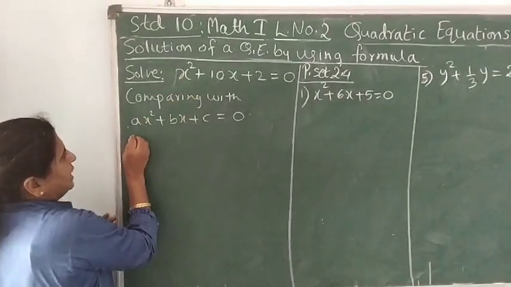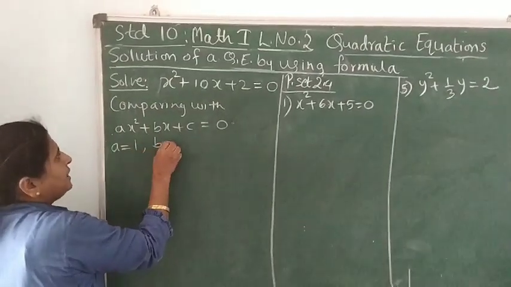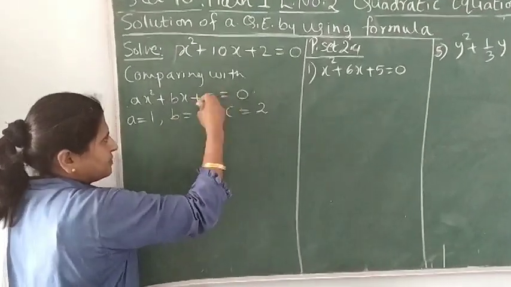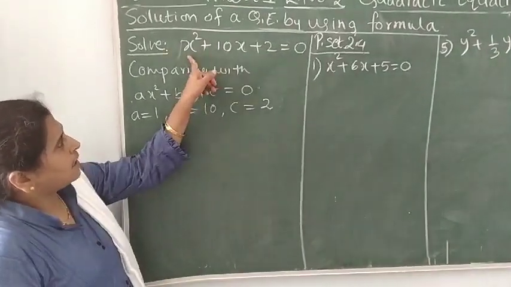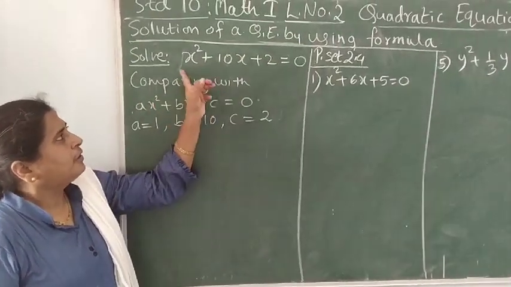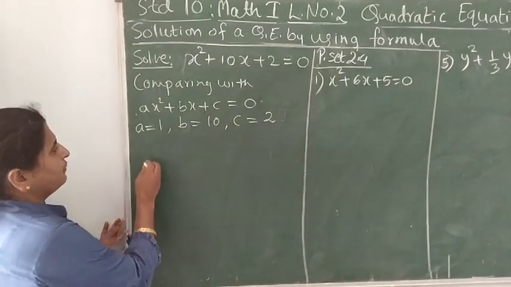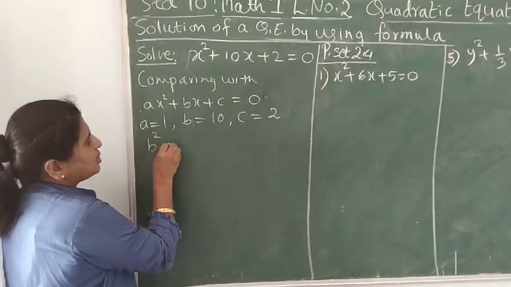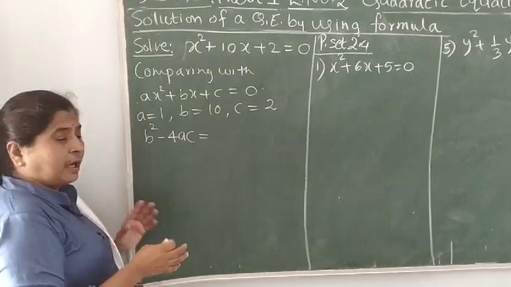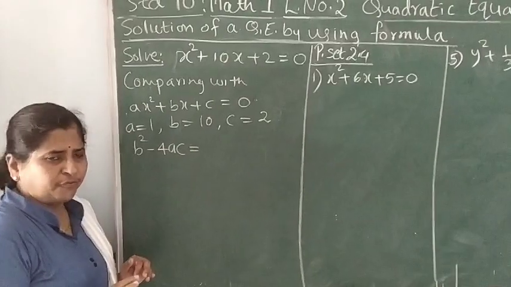Values of a, what is a? A is equal to the coefficient of x square, which is 1, b is 10, and what is c? C is equal to 2. We have seen this part. Now already all three terms were on the LHS, so we have directly started. If it is not, we will bring it into this form and then we will compare. Now what we will do, we will find the value of b square minus 4ac. Initially we will find how to remember, but once you do 4-5 sums like this it is very easy for you.